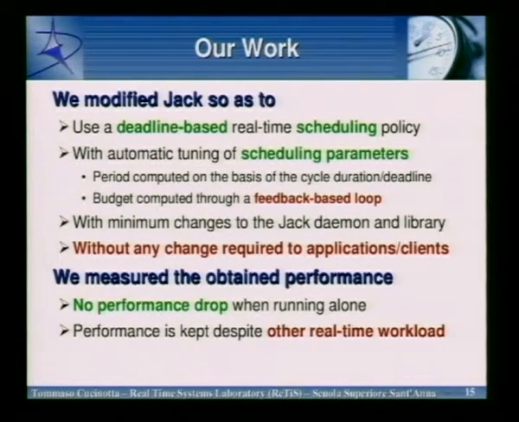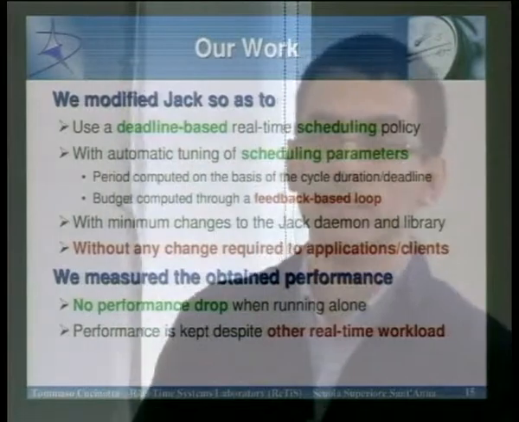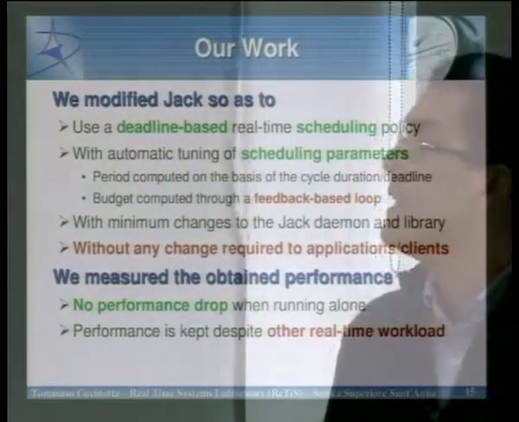In a few lines, we modified Jack so as to use deadline-based real-time scheduling policies with automatic tuning of the scheduling parameters, so that the period is computed on the basis of the cycle duration coming from the Jack configuration. The budget is computed through a feedback-based loop, which automatically monitors the requirements of the Jack infrastructure and provides the correct amount of CPU.